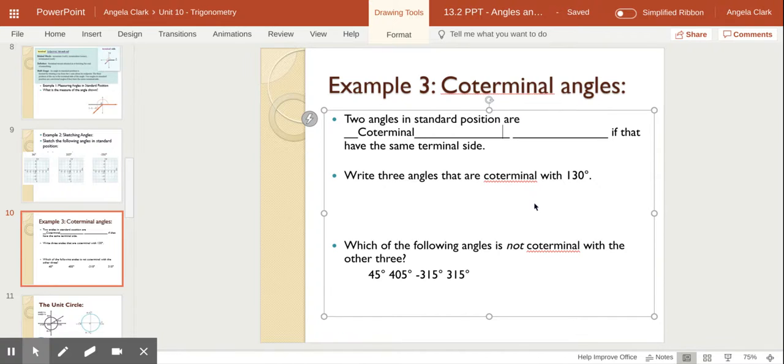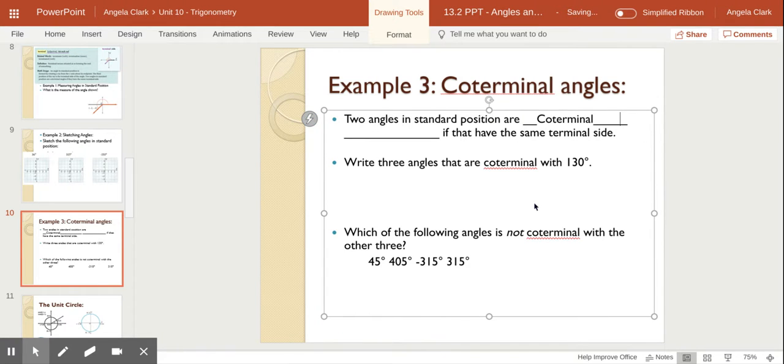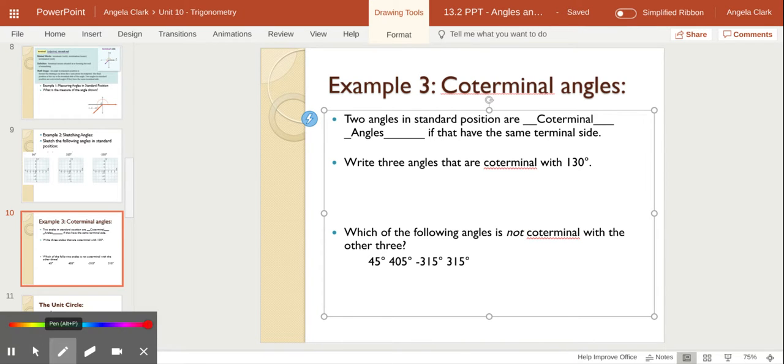They are called coterminal angles, which is the name of the slide, so you don't really need to watch me type this, but there we go. So how do we find a coterminal angle? Basically, there are two ways to get a coterminal angle.